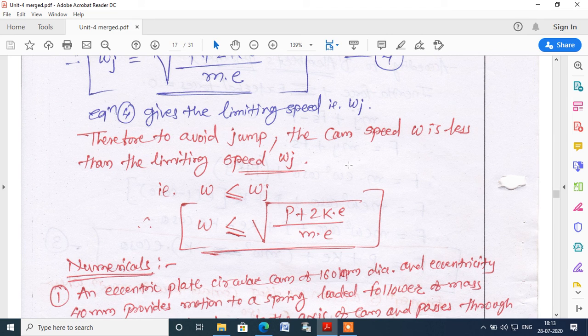Last class we have seen the limiting speed or jump speed. To avoid jump, the cam speed omega is less than the limiting speed omega j, and that we have derived: omega is less than or equal to omega j. So omega is less than or equal to the square root of (p plus 2ke) upon m. Here e is eccentricity, p is preload in the spring, k is stiffness of the spring, and m is the mass of the follower.